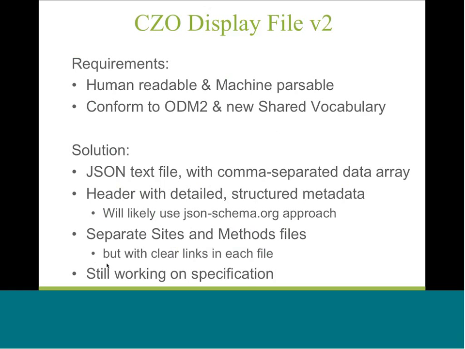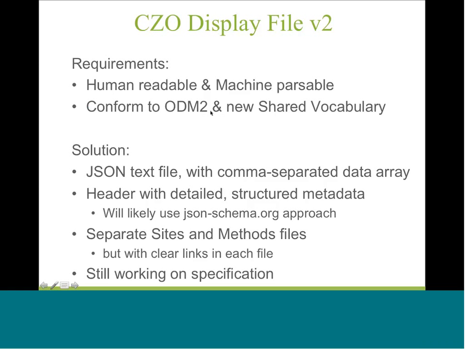So the requirements for the CZO display file 2 are really not all that different than they were for version 1. We want it to be both human readable and machine parsable. We don't want to move toward XML. That's a reasonable format for exchanging information between computers, but you open an XML file in even a good text editor with syntax highlighting, and it's really hard to read. It certainly can't open in Excel or something else.